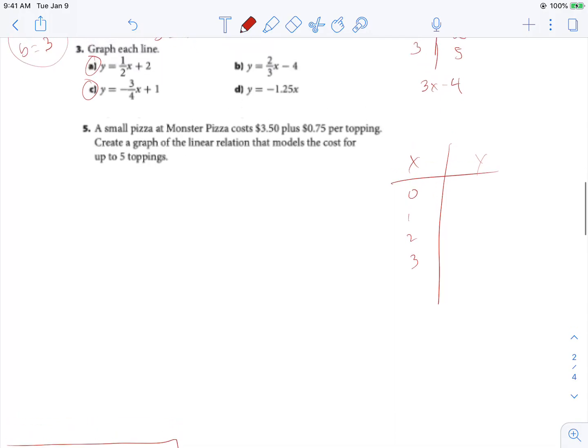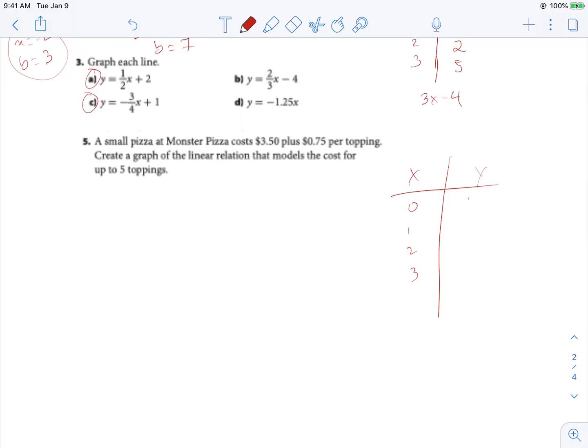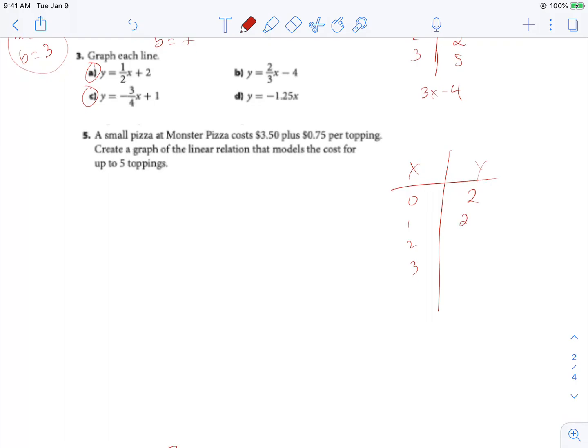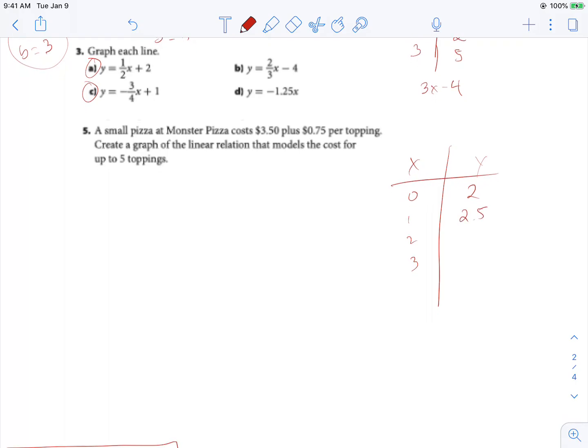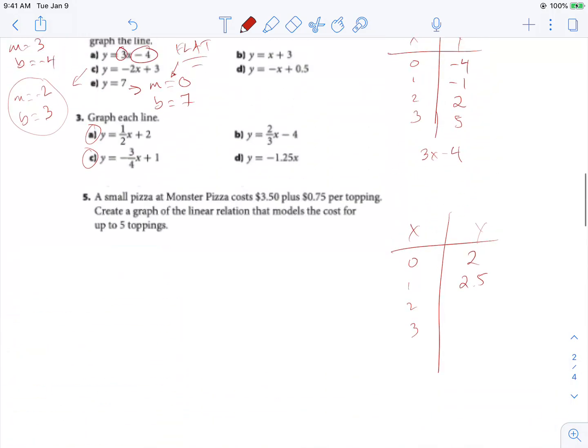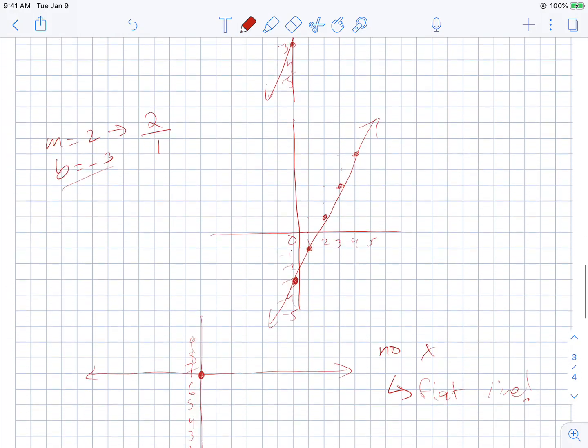So for the first one, 1/2 times 0 plus 2 just gives me a value of 2. 1/2 times 1 plus 2, if you do that on your calculator, it's going to give you 2.5. 1/2 times 2 plus 2 is going to give you 3. 1/2 times 3 plus 2 is going to give you 3.5. So let's go ahead and graph that.